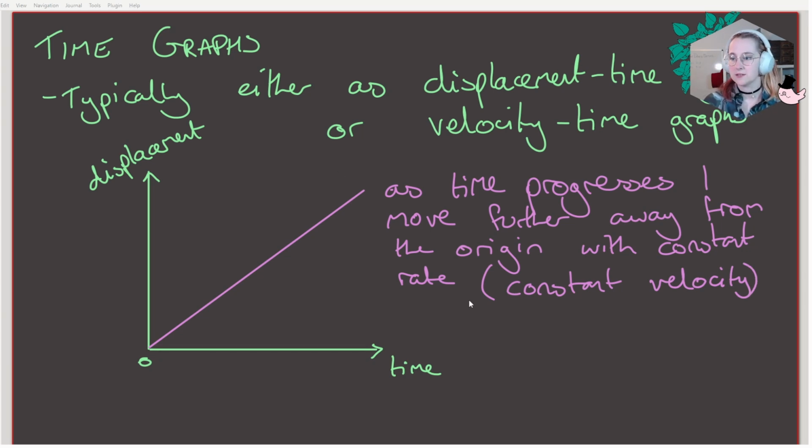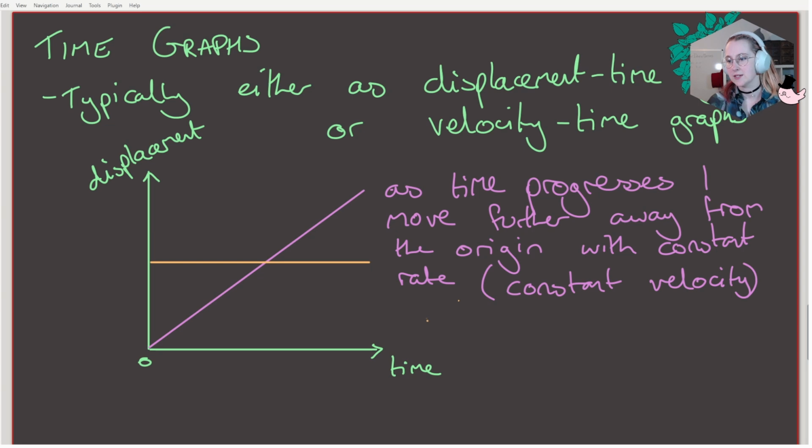In contrast, I could be moving in a downwards motion. So as time progresses, I move closer to the origin, going downwards. And maybe that's negative velocity. So positive or negative just means that that gradient is constant. Okay. What I might have instead is something like this, where let's pretend that was actually a straight line.